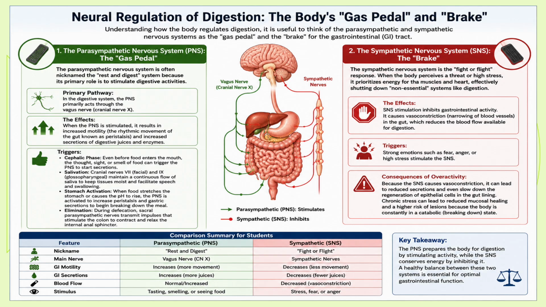Now, to summarize, basically, to wrap it up, the PNS uses the vagus nerve to increase motility and secretions when food is anticipated or consumed, and the SNS decreases motility and secretions during times of stress. While the PNS supports normal digestive blood flow, the SNS causes vasoconstriction, which directs the blood flow to other organs that need it in a stress response.